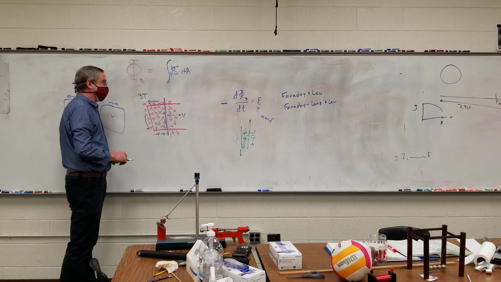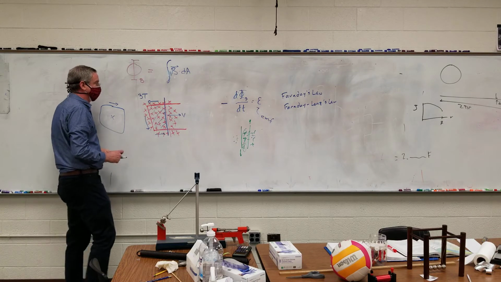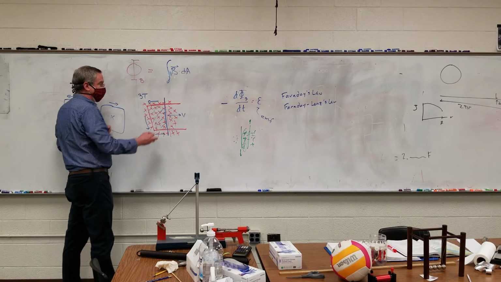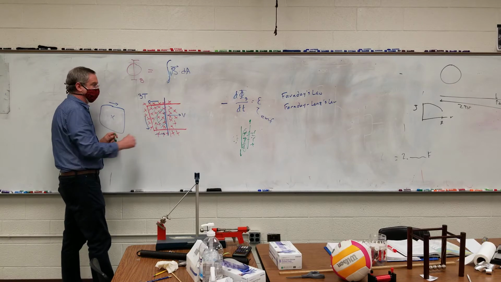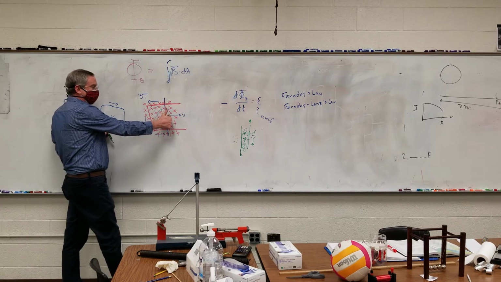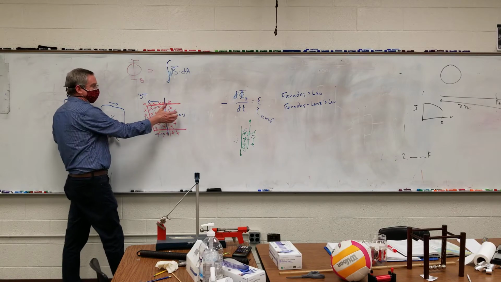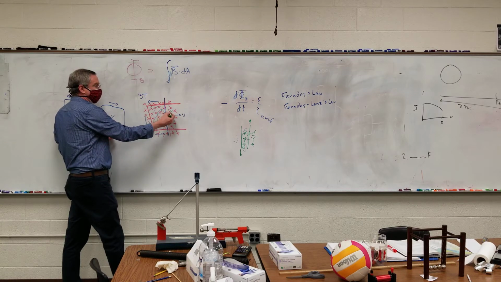So it's going to create a current that weakens the magnetic field on the inside. So current's going to have to flow that way so that my magnetic field will be into the board over here, out of the board here.